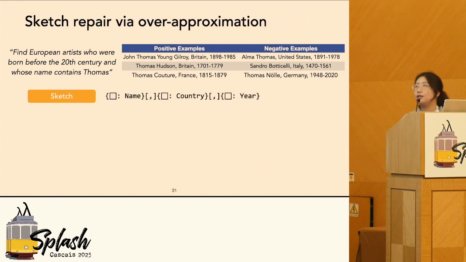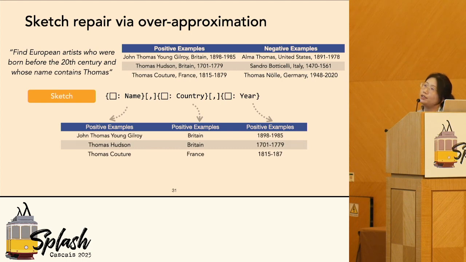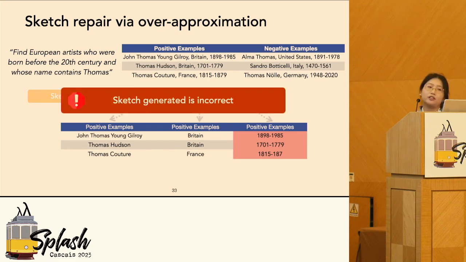So next, we're going to talk about how we use over-approximation for sketch repair. So let's look at a different sketch, where instead of a year range, we have a year only. By running the over-approximation, we obtain these 3 subtasks. And if you take a detailed look at this, you realize the last column for the positive examples is hard to synthesize. Here it is a year, but in fact this is a year range. So the sketch generated is incorrect.